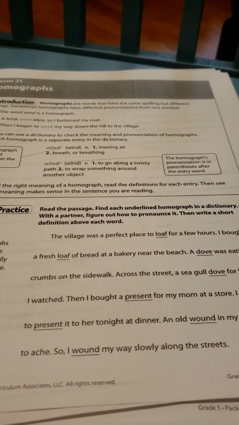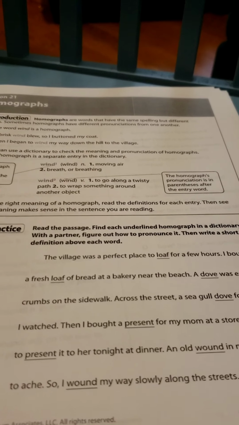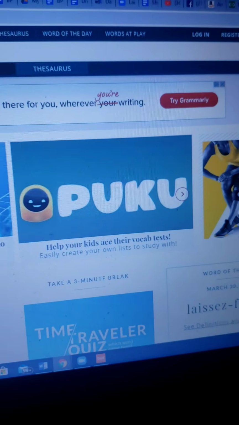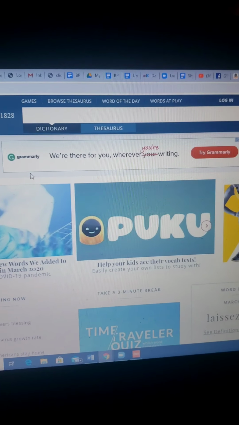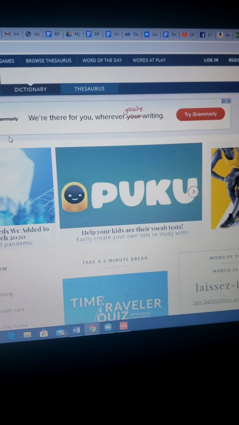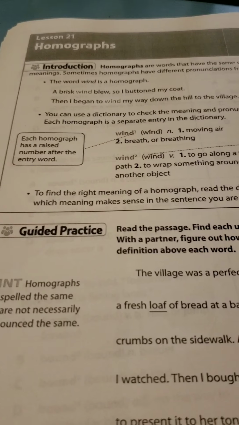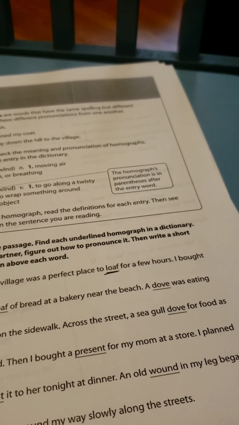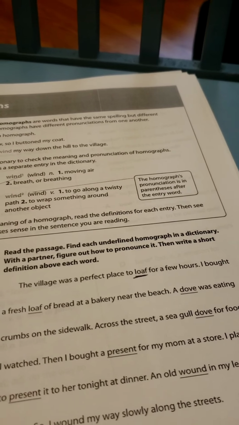dictionary. So if you don't have a hard copy of a dictionary at home, you can use an online dictionary, which is what I did. Here is the dictionary that I use, Merriam-Webster.com, and you can just type the word in that you want to define and look it up. So the first one we have is loaf. Loaf. So I'm going to see what definition or definitions I'm given for the word loaf.